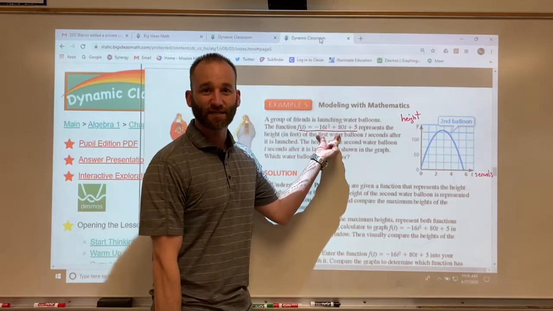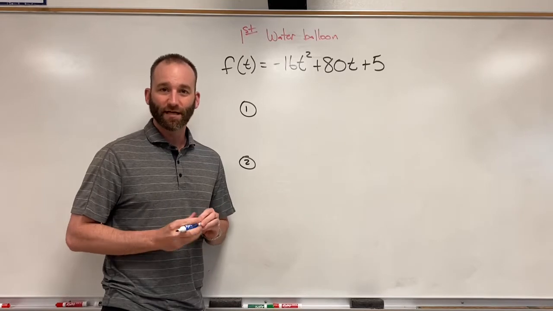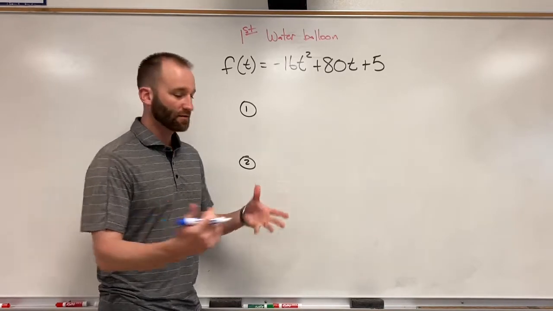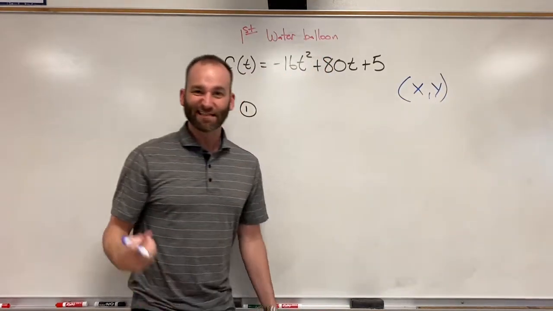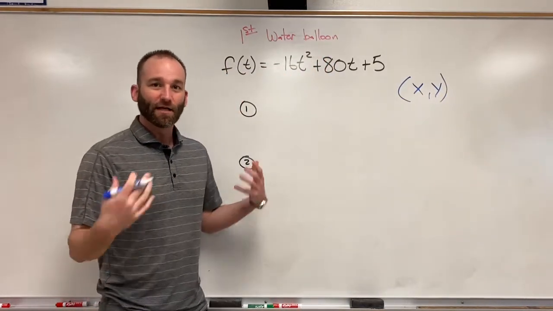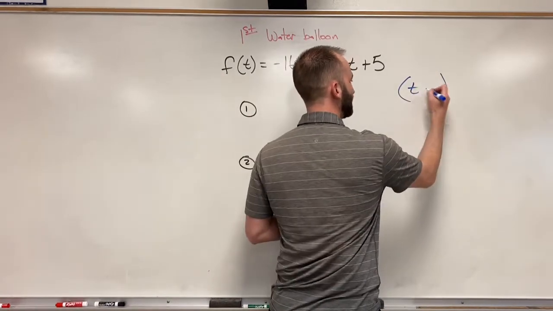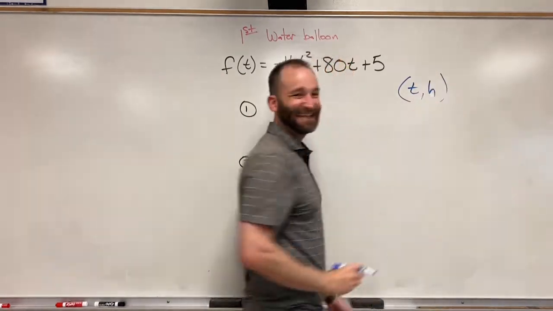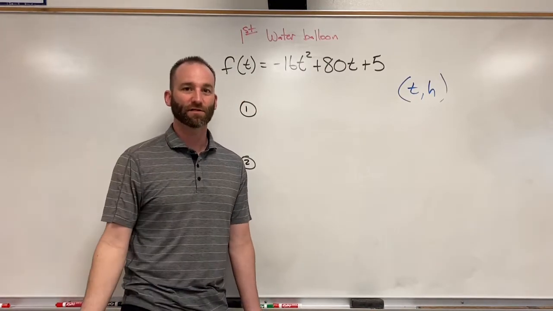So let's find the vertex. So here's the equation of our first water balloon, okay? And we want to find the vertex. So we're looking for essentially the xy coordinate. Instead of using x and y, they have t for seconds, and they have like an h for height, okay? So we want to know how high the water balloon was up in the air.